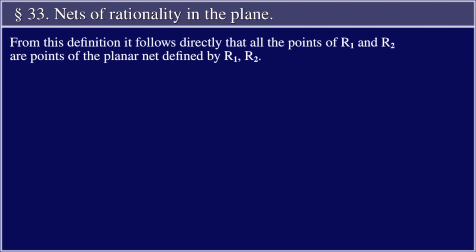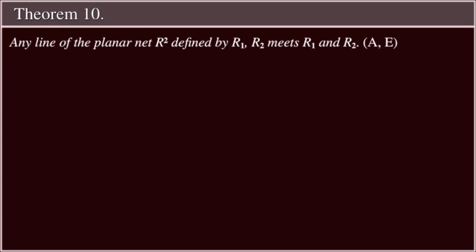From this definition, it follows directly that all the points of R1 and R2 are points of the planar net defined by R1, R2. Theorem 10. Any line of the planar net R squared defined by R1, R2 meets R1 and R2. Assumptions A and E. Proof.